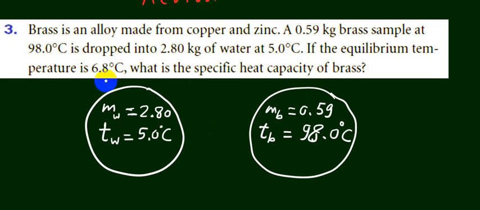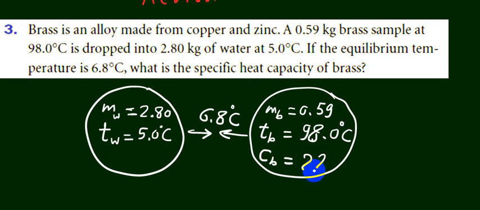The equilibrium temperature equals 6.8, this is the final temperature of the mixture. After mixing them, the temperature will be 6.8 degrees Celsius. What's the specific heat capacity of brass? Here, the unknown is the specific heat of brass. And the specific heat capacity of water equals approximately 4,200 joule per kilogram Kelvin.